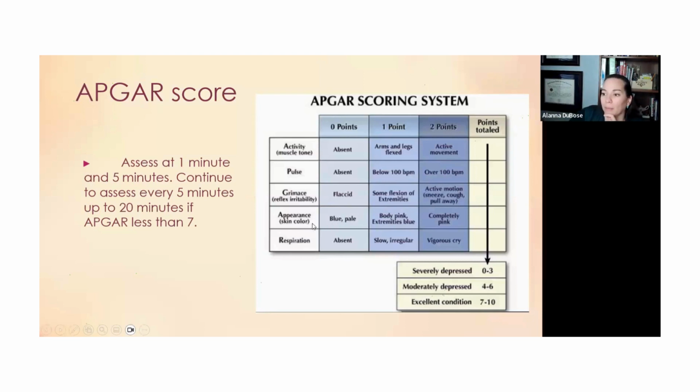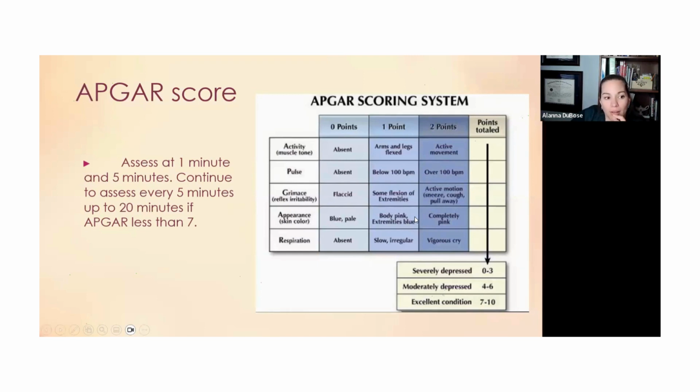And then the appearance and color. This is the one that questions will ask about a lot of times, because most babies at 1 minute and even 5 minutes get 1 point for this category, because the body is pink and the extremities are oftentimes still blue.